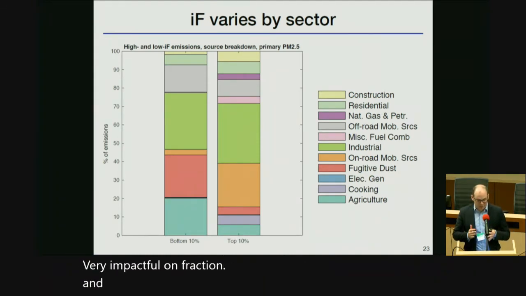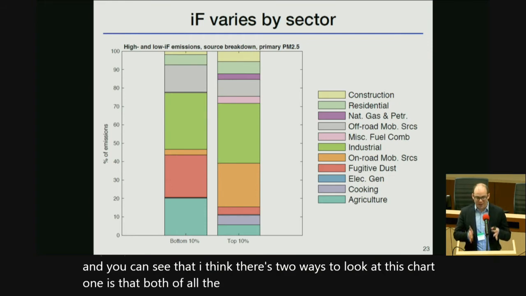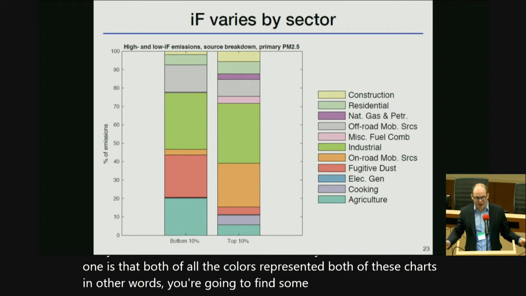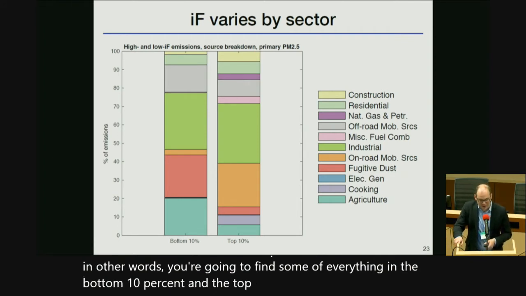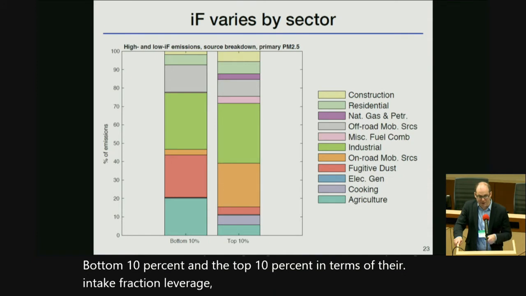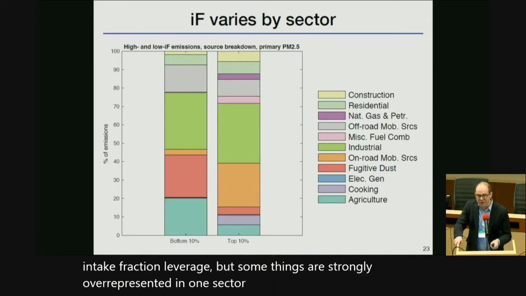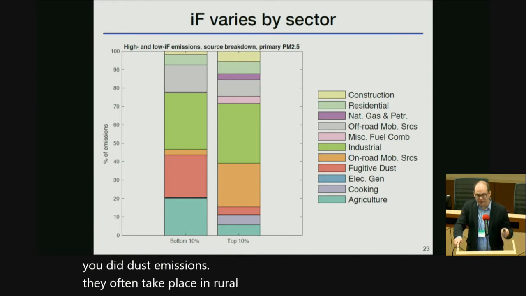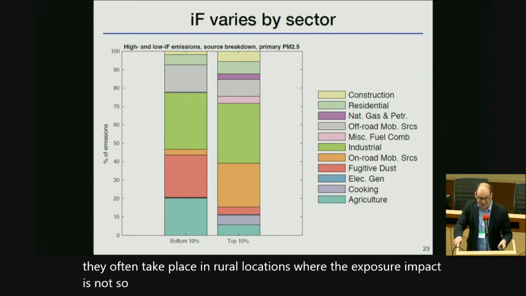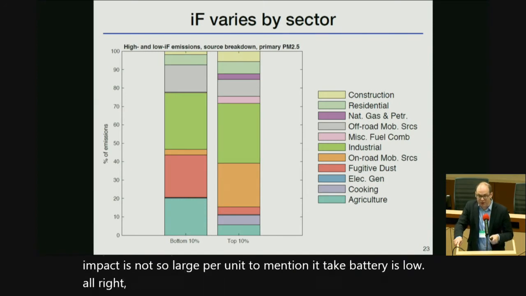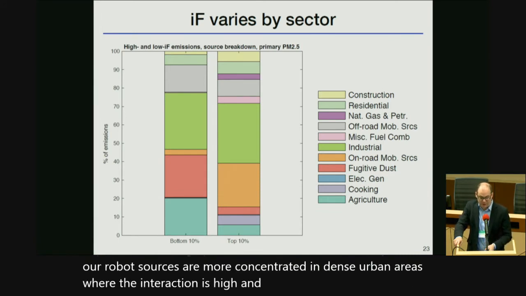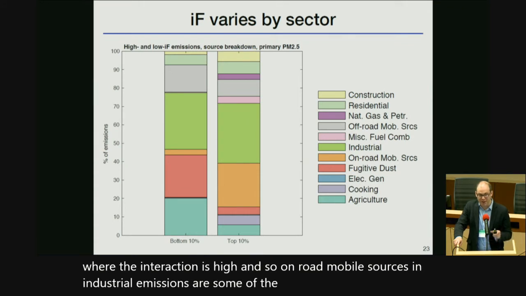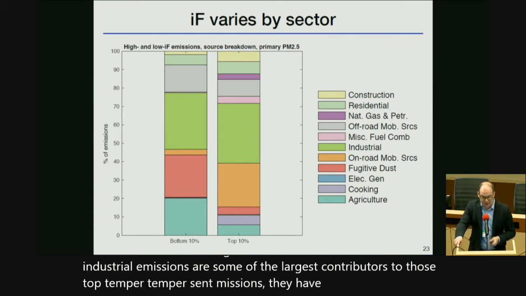And you can see that I think there are two ways to look at this chart. One is that all the colors are represented in both of these charts. In other words, you're going to find some of everything in the bottom 10% and the top 10% in terms of their intake fraction leverage. But some things are strongly overrepresented in one versus another. So for example, fugitive dust emissions often take place in rural locations where the exposure impact is not so large per unit emission. The intake fraction is low. On-road mobile sources are more concentrated in dense urban areas where the intake fraction is high. And so on-road mobile sources and industrial emissions are some of the largest contributors to those top 10% emissions that have this really disproportionate effect on inhalation intake.